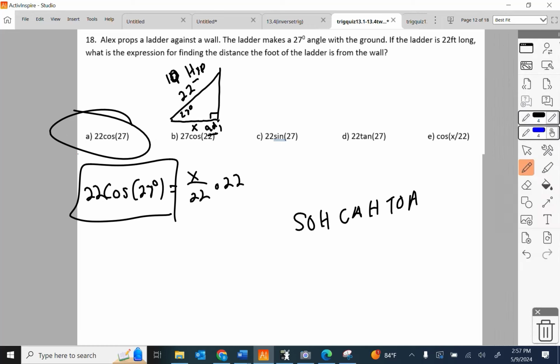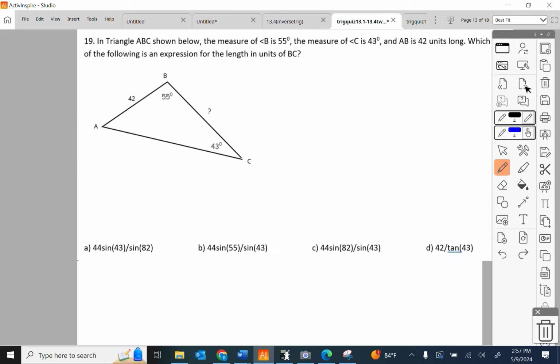Moving forward. Last couple of questions here until I do the bonuses are all ACT style questions. In a triangle ABC shown below, the measure of angle B is 55, the measure of angle C is 43, and AB is 42 units long. Which of the following is an expression for the length in units of side BC?